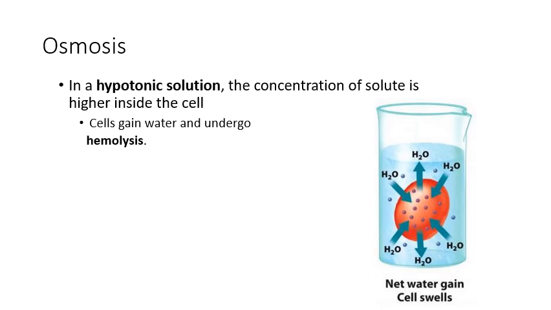So the cell is going to gain water and become big and round. This process, if we get in a solution that's too hypotonic, can result in hemolysis. So hemolysis means that the cell can actually burst because it takes on so much water.